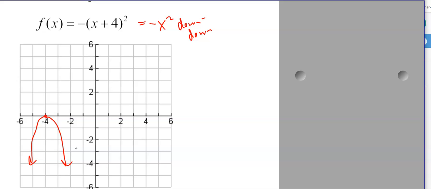We could probably stop. If you wanted to find the y-intercept, you certainly can do that. Plug in 0 for x. You get -16. So it crosses way down there, at -16. I think that's a good enough graph to go ahead and keep.